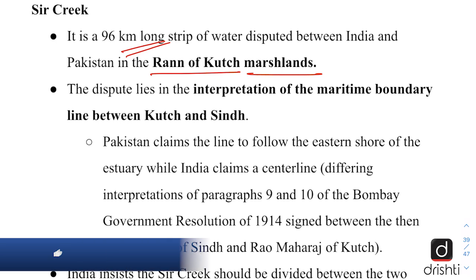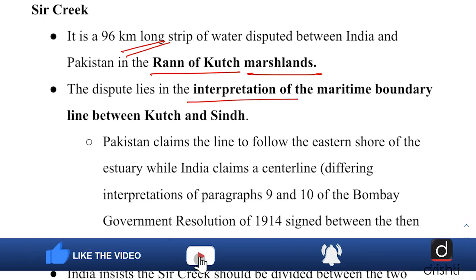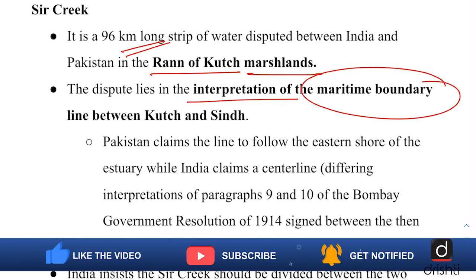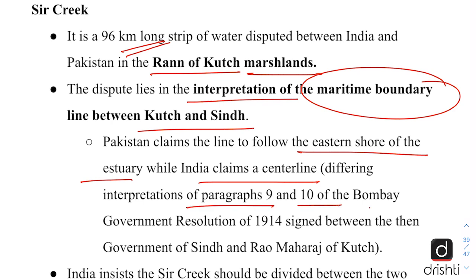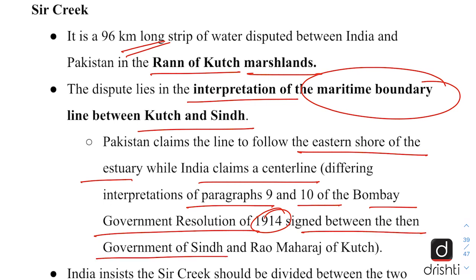And the dispute basically lies in the interpretation of the maritime boundary that lies between Kutch and Sindh. Pakistan's claim is that the line should follow the eastern bank of the estuary, while India claims a center line. And this difference arises from the interpretation of paragraphs 9 and 10 of the Bombay Government Resolution of 1914, which was signed between the then government of Sindh and the Rao Maharaj of Kutch.